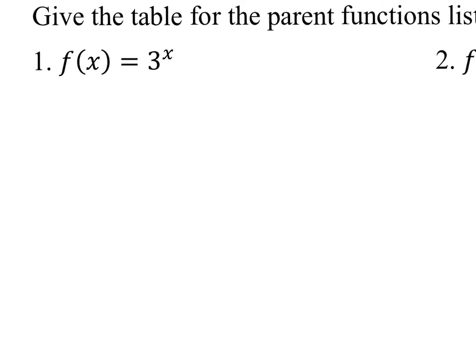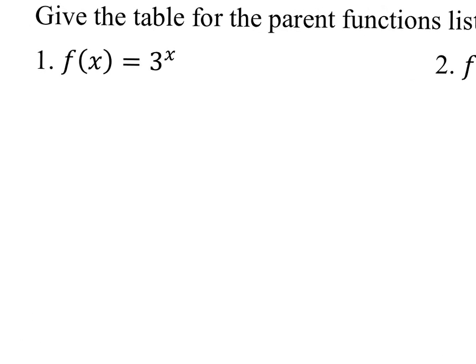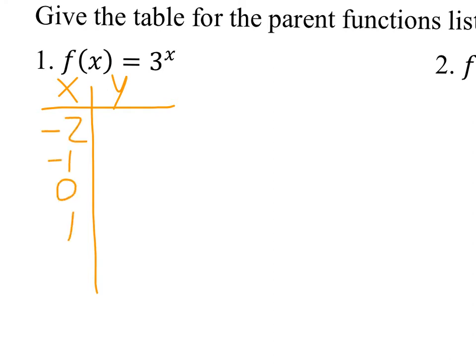F of x is equal to 3 to the x. It wants us to give the table for the parent function that's listed. If you might recall, we use 5 points for our table. Always the same 5 points have to show up on our table. Usually, we put them under the x: -2, -1, 0, 1, and 2.